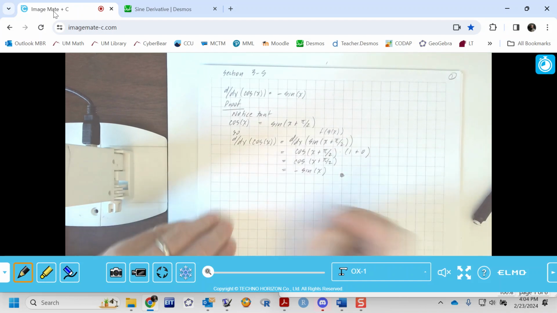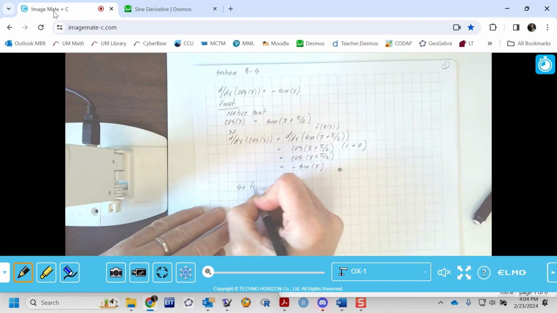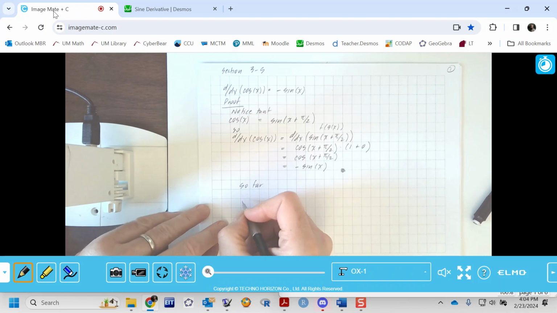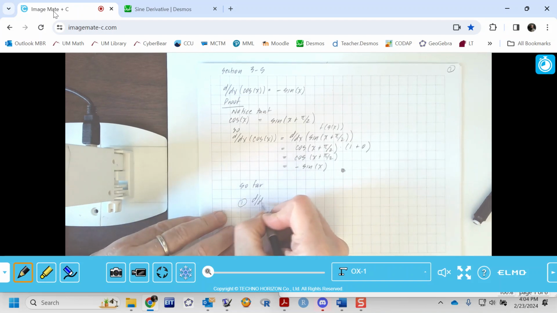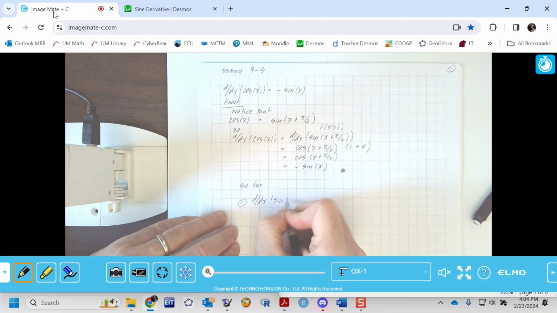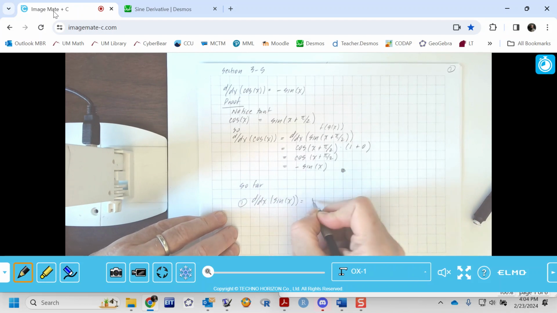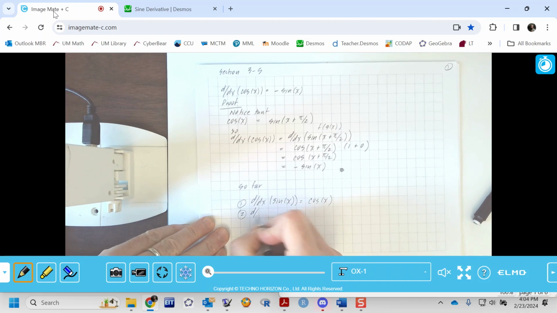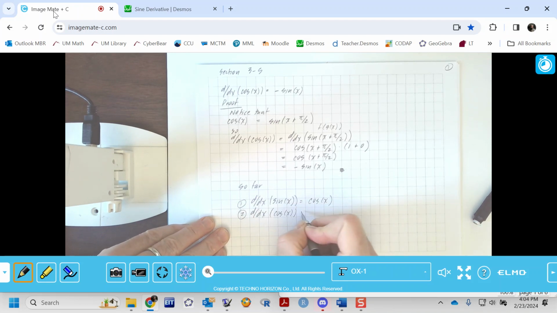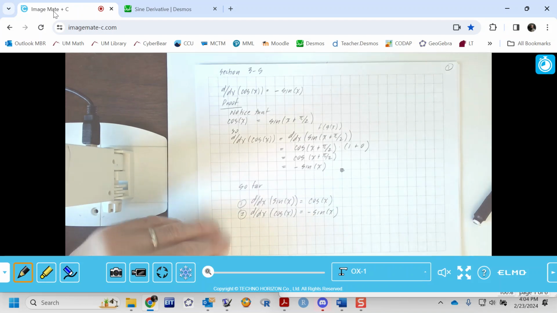So what do we know so far? Well, we think that number 1, d by dx of sine of x is equal to cosine of x, and number 2, d by dx of the cosine of x is equal to negative of sine of x. So we've got 2 of the trigonometric functions, and probably we go after the next one, right?